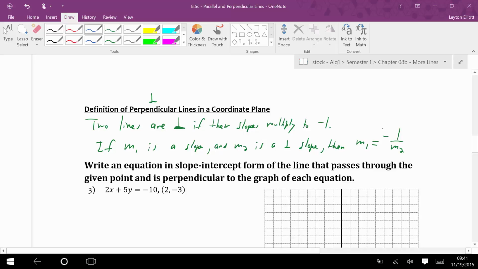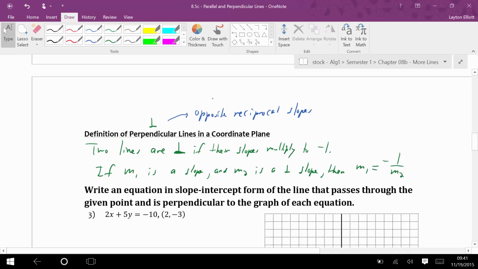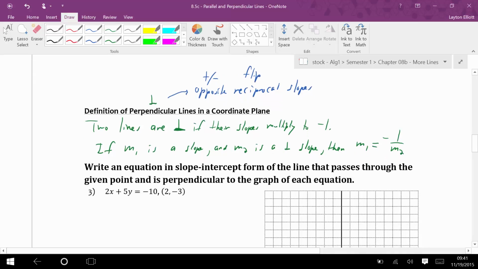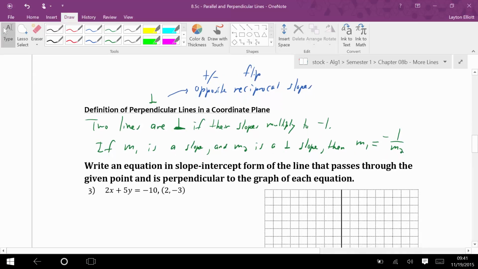So here's what I kind of think about with this. Perpendicular lines have opposite reciprocal slopes. Opposite means make negative positive, make positive negative, and reciprocal means flip. It means flip the fraction. And we're going to practice this here.